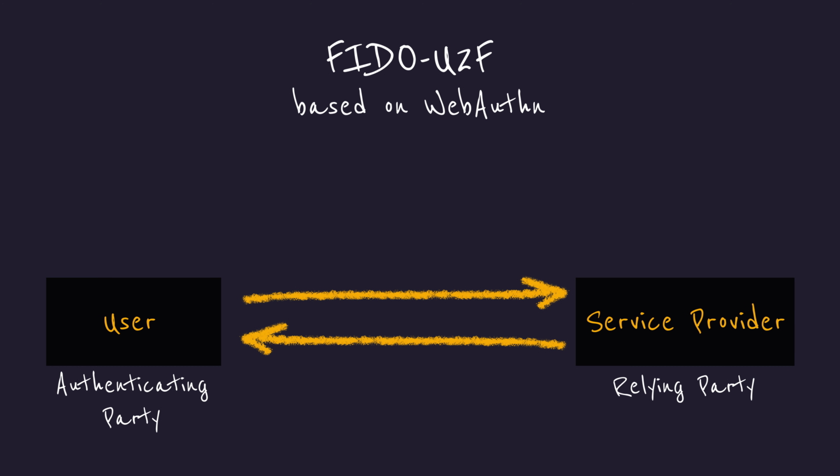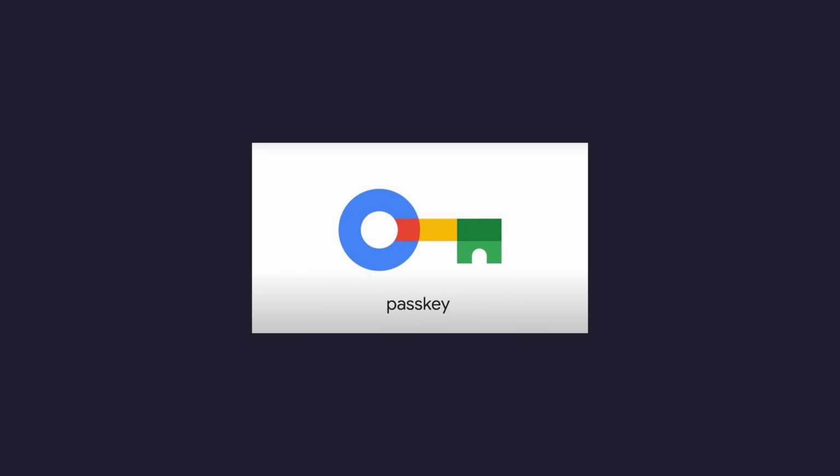On the other hand, FIDO U2F is a somewhat new protocol based on the WebAuthn framework that uses public key cryptography. In FIDO U2F, both the authenticating party and the relying party exchange public keys, so neither of these parties can be confused with something else that pretends to be them. Compared to TOTP, this has been somewhat slow to be adopted, but it has seen some popularity, especially in the recent past. If you have heard of passkeys, that's also a protocol based on FIDO U2F.